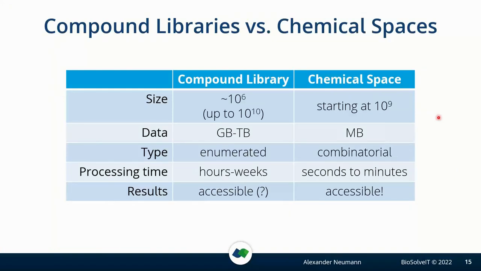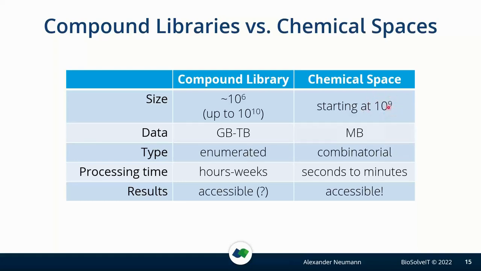But before I do that, just to clear things up, when I talk about compound libraries and when I talk about chemical spaces, so we know what the difference is. The main difference is obviously the type. Compound libraries are enumerated, meaning you have a compound ID, SMILES strings, additional info, whatever. So this is a list of molecules in an SDF file. A space, on the other side, is combinatorial. So the compounds do not exist per se, but they can be generated when you search in the space.